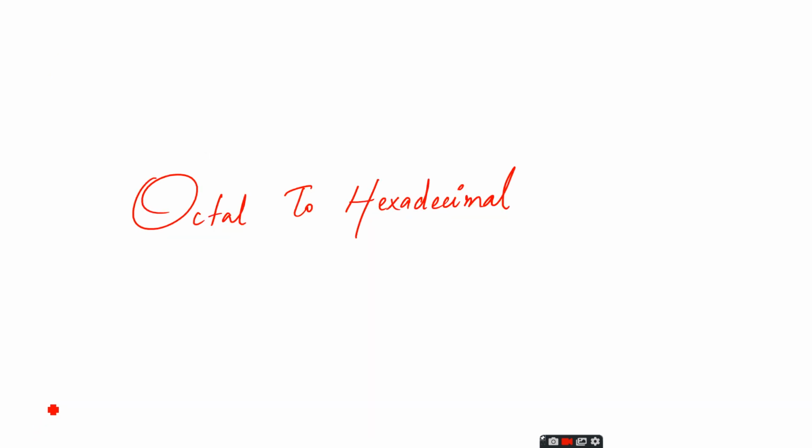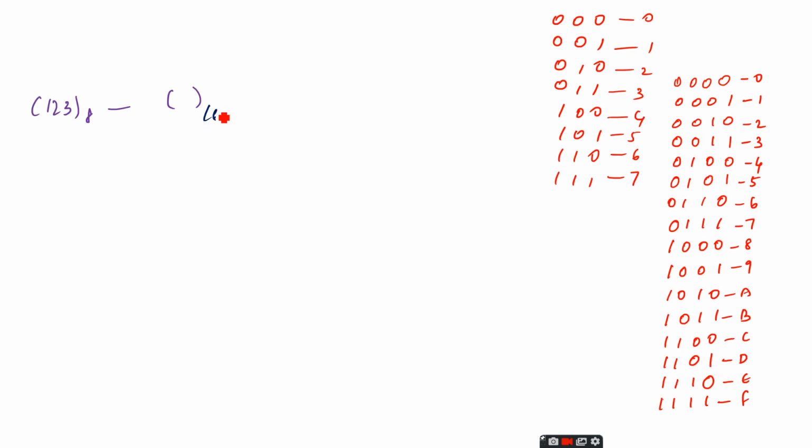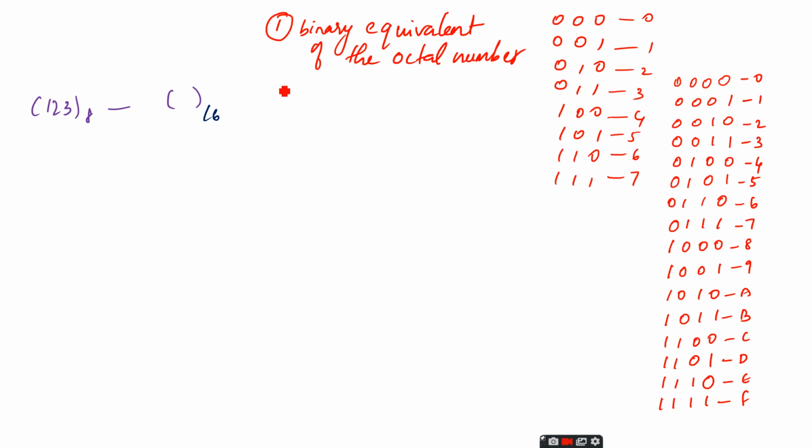Next we can learn how to convert octal to hexadecimal. We are converting octal to hexadecimal, that is base 8 to base 16. So in order to convert octal to hexadecimal, what we have to do is, first we have to write the binary equivalent of the octal number. Binary equivalent of the octal number. After that, we have to group it in 3 bits.